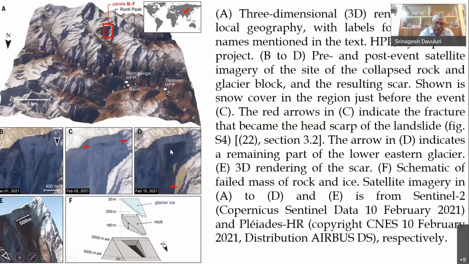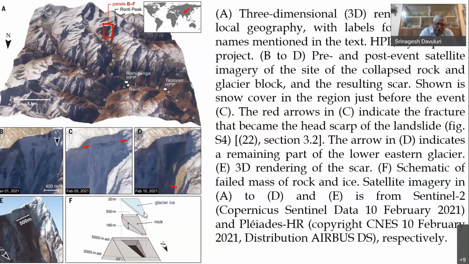And in D, that is January 10, 2021. This is the satellite imagery of February 5, 2021. And on February 10, 2021, you can clearly see that the entire glacier as well as a rock mass has slid, which is about 500 meters in length.